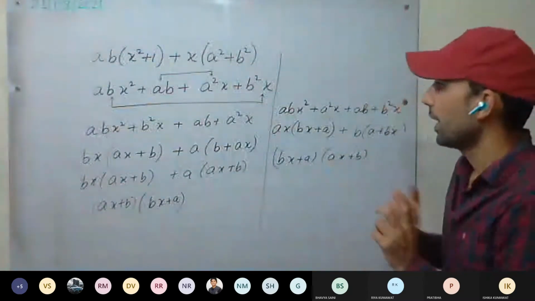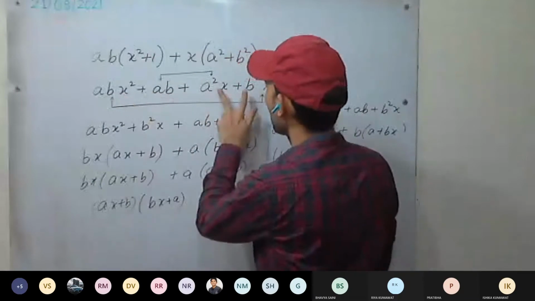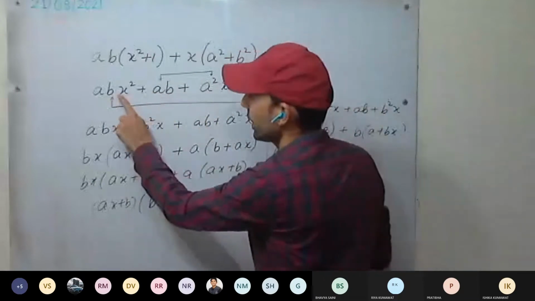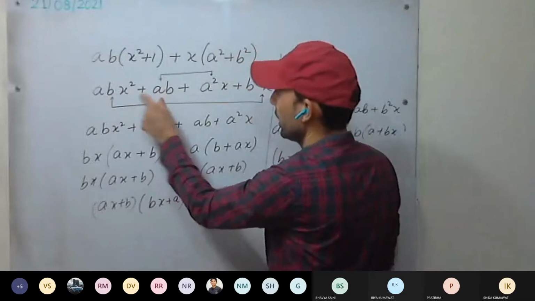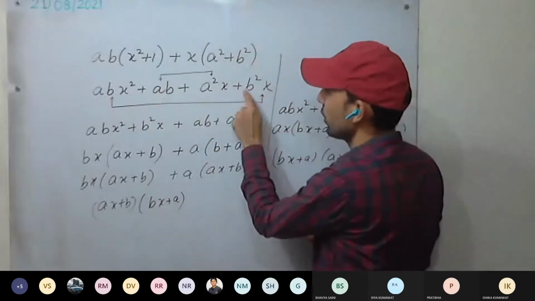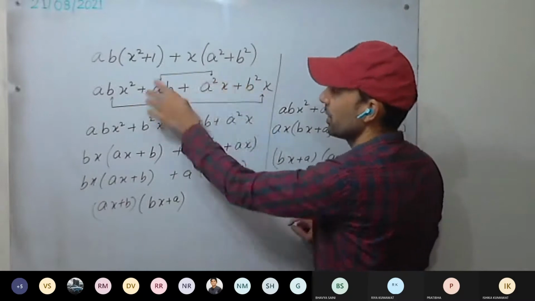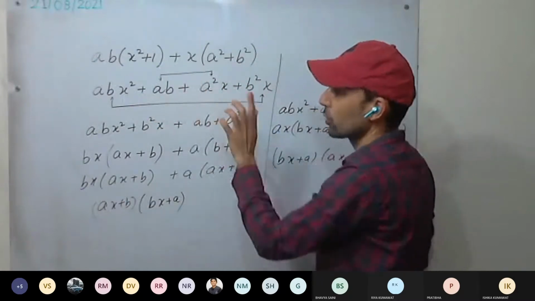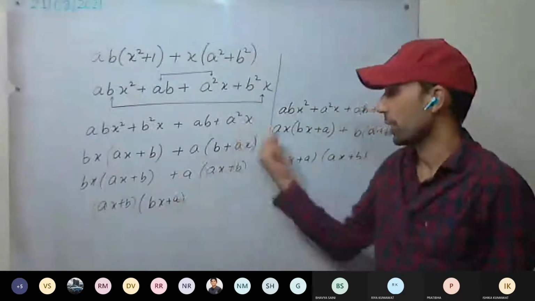See here. If you are grouping the first two and last two, see here what you are getting. What is common? AB is common, x square plus 1 you are getting. Here, what is common? Only x, a square and b square. You can see you are getting something different. Yes or no? So you are not going to group first and second, third and fourth. Now try other groupings.